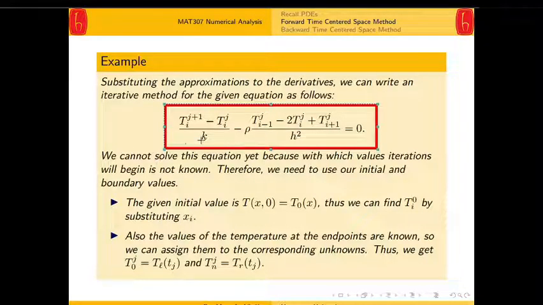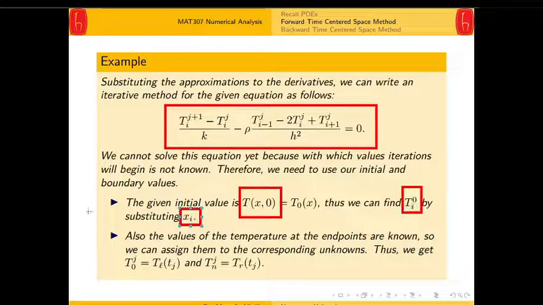We cannot solve this equation immediately because we still need some information to start the iterations. For example, what are the T_i^0 values? Because the previous values are always needed. They come from the given initial value T(x, 0) = T_0(x). This is the initial temperature distribution, and this is given. So we can find the T_i^0 values by simply substituting x_i in this function. T_0(x_i) corresponds to T_i^0 immediately, so we can find these values before even starting to iterate.